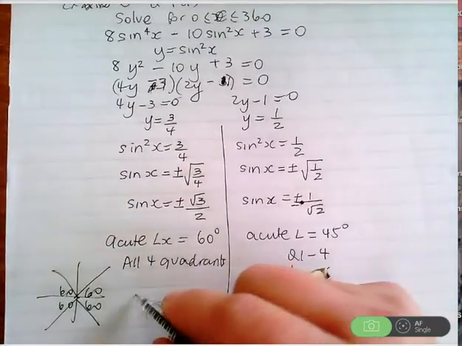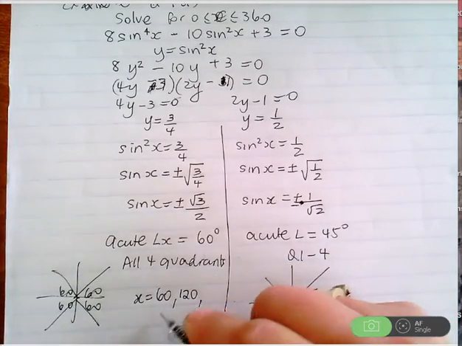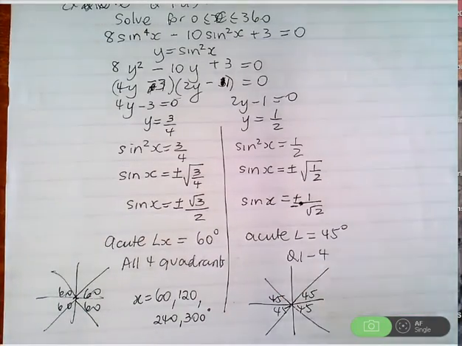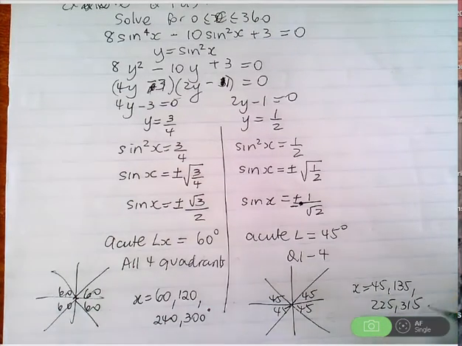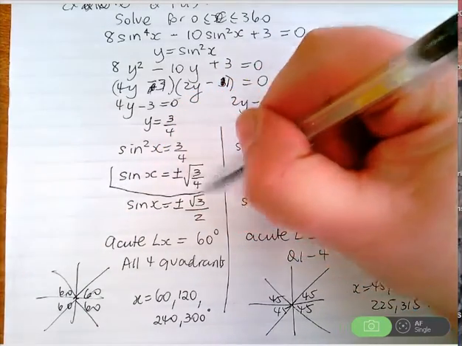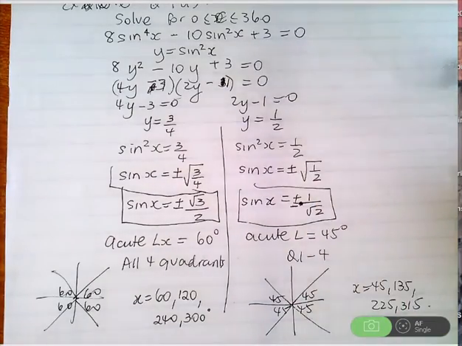So what are our answers? x is 60, 120, 240, 300. And then the other one: 45, 135, 225, 315. Do you understand you can only solve something in this format? Sine x is, not sine squared x. That doesn't work.